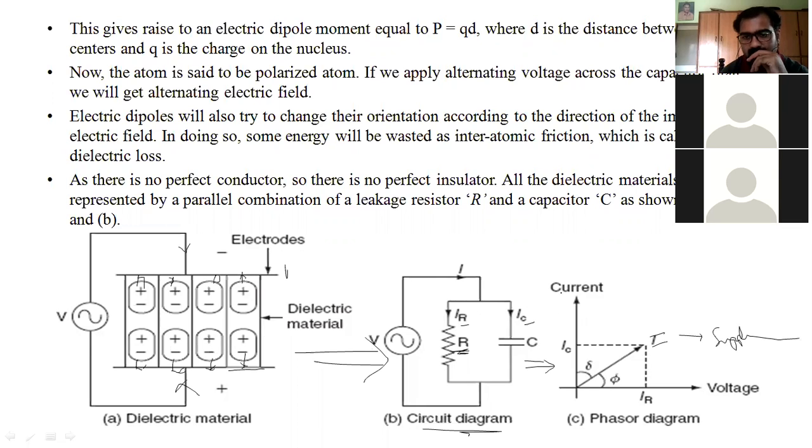The voltage and the current are 90 degrees apart. We take the x-axis, on which the voltage has been taken, and on the y-axis we have considered the current values. So we consider this phasor diagram. Here this is the IR and IC, and in between these two currents is the resultant current, which makes the angle phi.